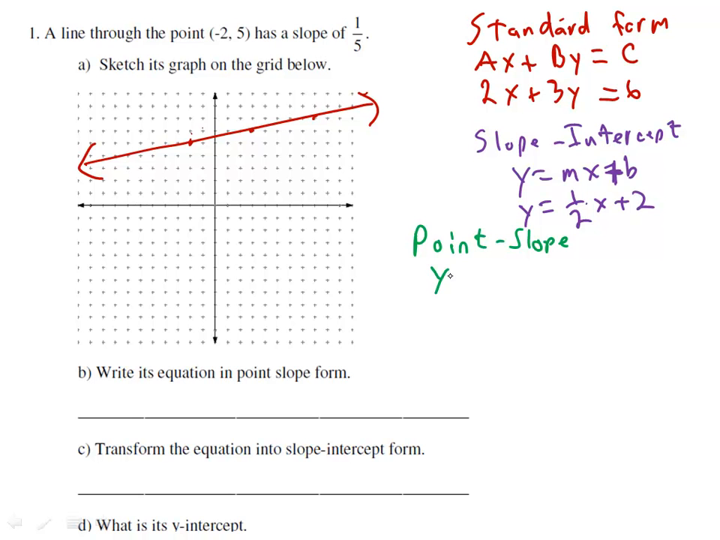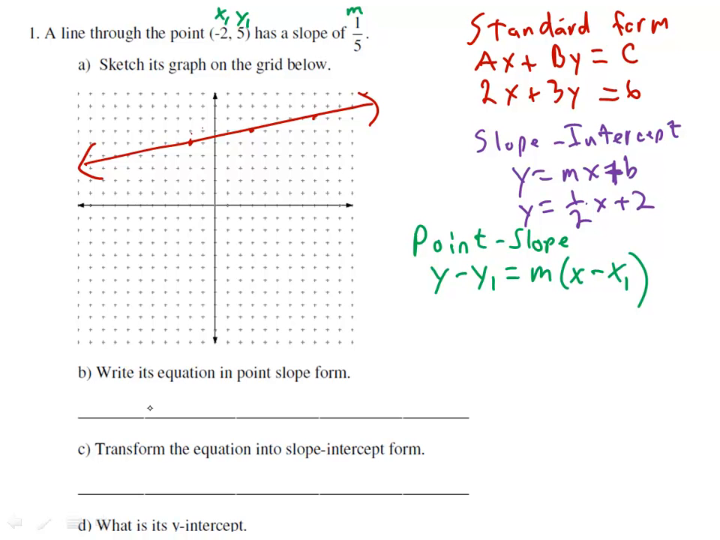Point-slope form goes like this: y minus y sub 1, which is the y-coordinate, equals m, the slope, times x minus x sub 1. Okay? So that was a lot of background information to get you to see these three forms of equations. And now we can write it out in B, write its equation in point-slope form. All they're asking us to do is take our information here, x sub 1, y sub 1, and m, the slope, and plug them in place of these.